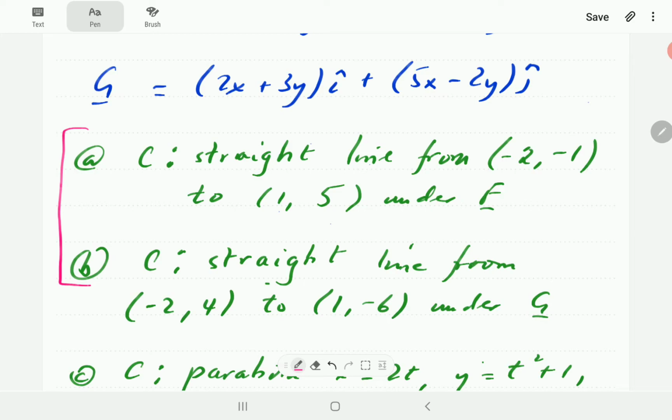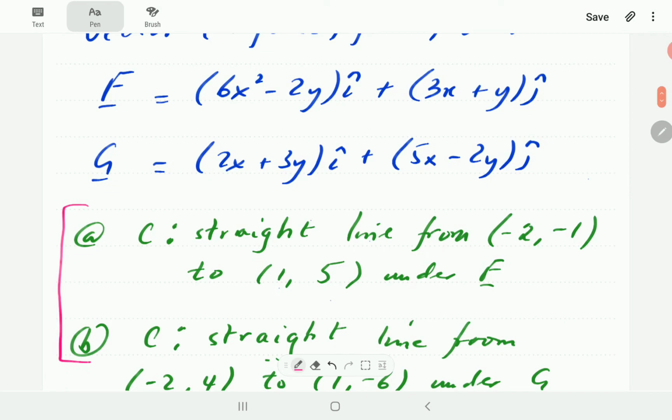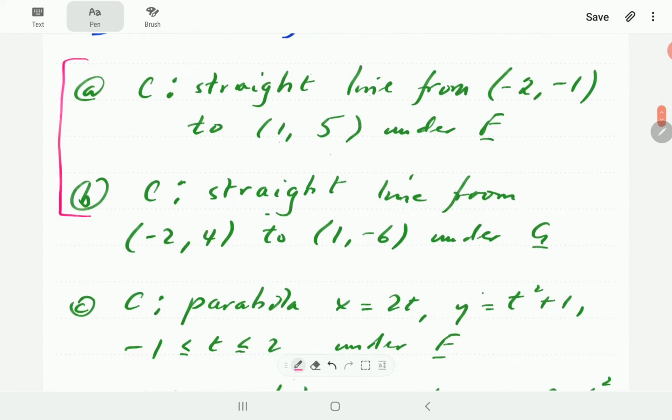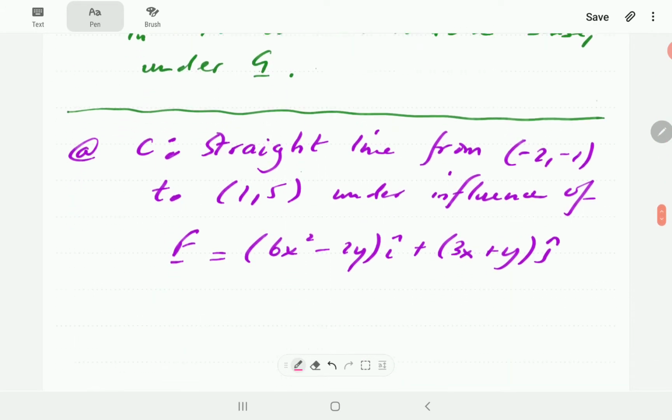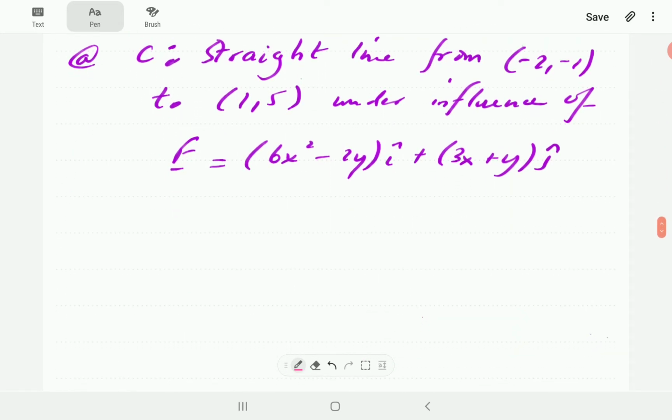So in A and B, we're looking at working out the work done in moving an object from -2, -1 to 1, 5 along the straight line joining the 2 points under the influence of the first vector field here. And then for B, we're going to do from -2, 4 to 1, -6 under the influence of G. All right, so let's get on with the first one then.